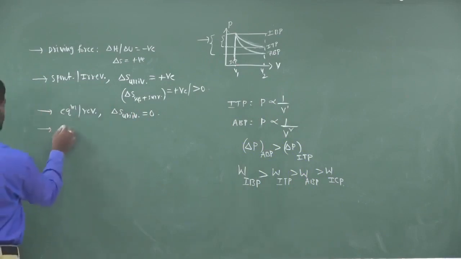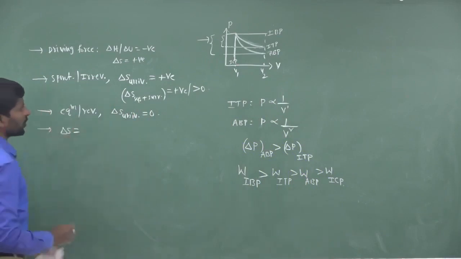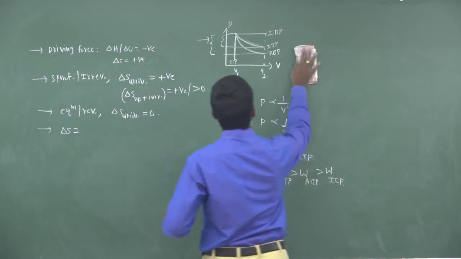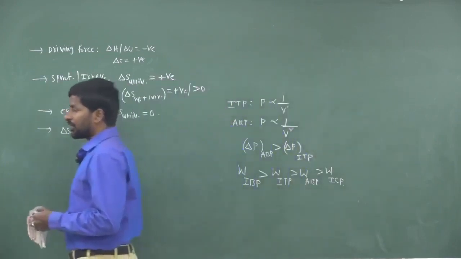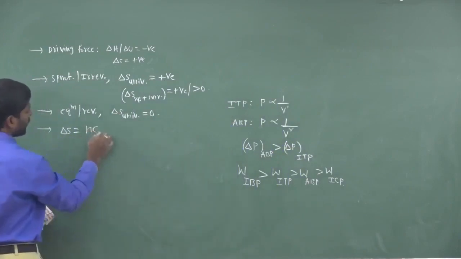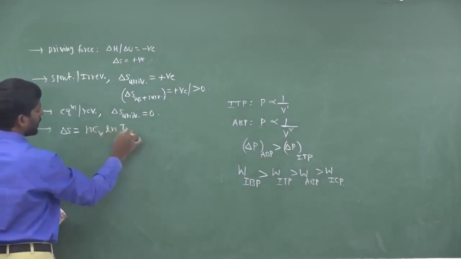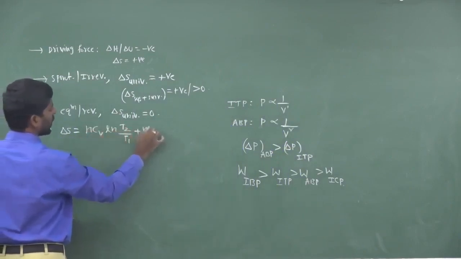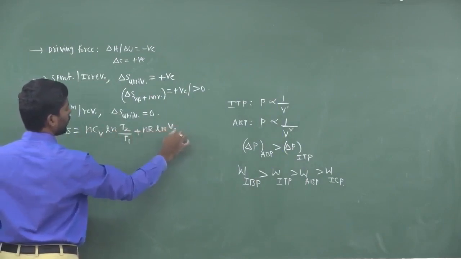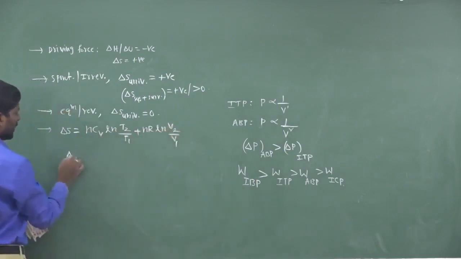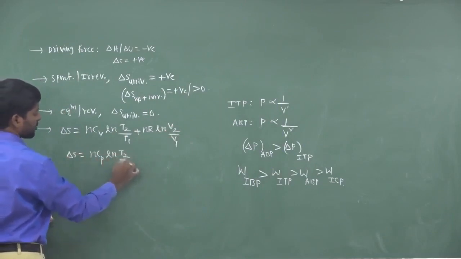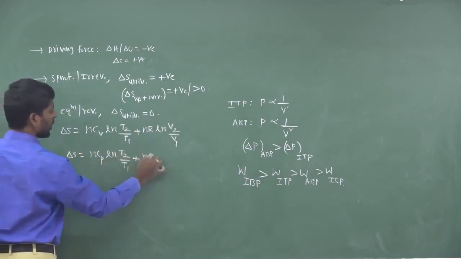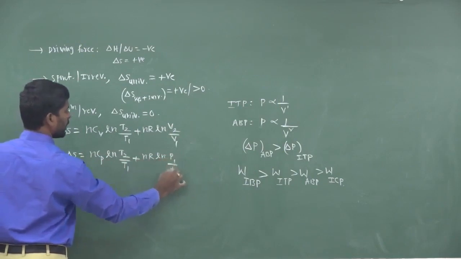Next, what about entropy as a function of temperature and volume? It is n Cv ln T2 by T1 plus nR ln V2 by V1. And entropy as a function of temperature and pressure is n Cp ln T2 by T1 plus nR ln P1 by P2.